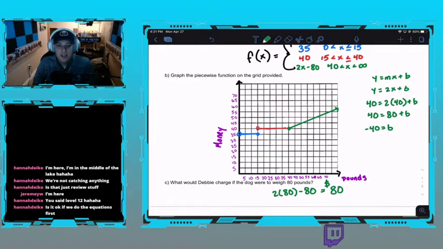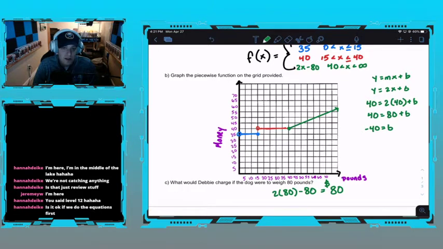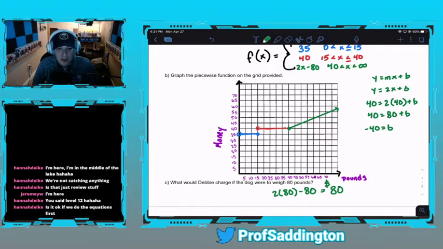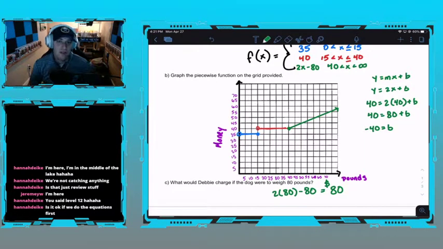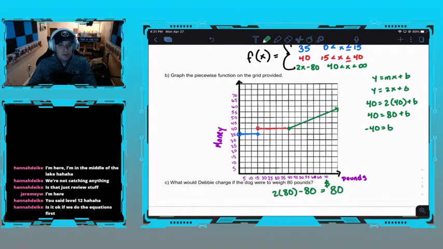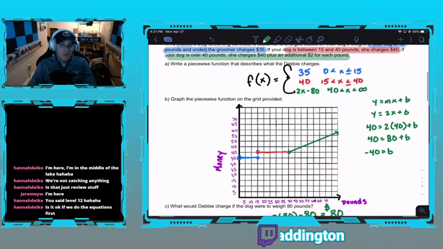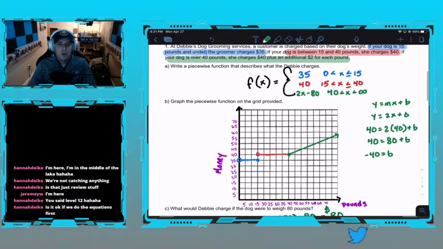Well, that isn't the total because they said that you are going to be spending $40 plus $2 for every extra one. So that being said, there you go. So it's $40 for that 40 pounds, plus you're paying $2 for every extra one. Oh yeah, so that would be it, right?